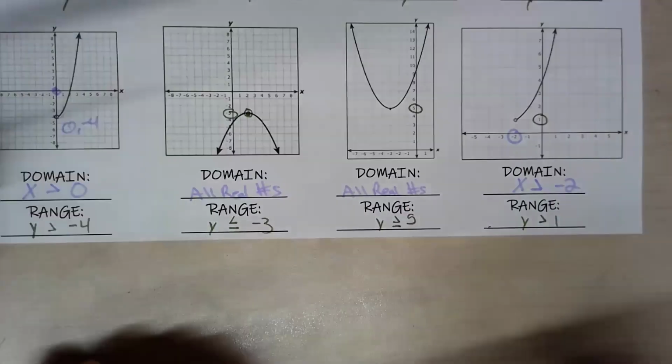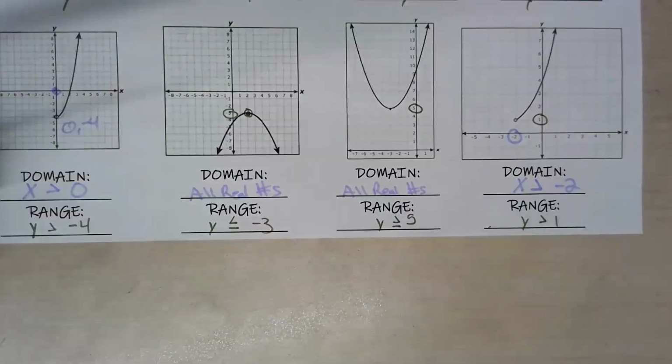Okay. So again, when we're doing domain and range, domain is my X values, furthest left to furthest right. Range are my Y values. We go from furthest at the bottom to furthest at the top.